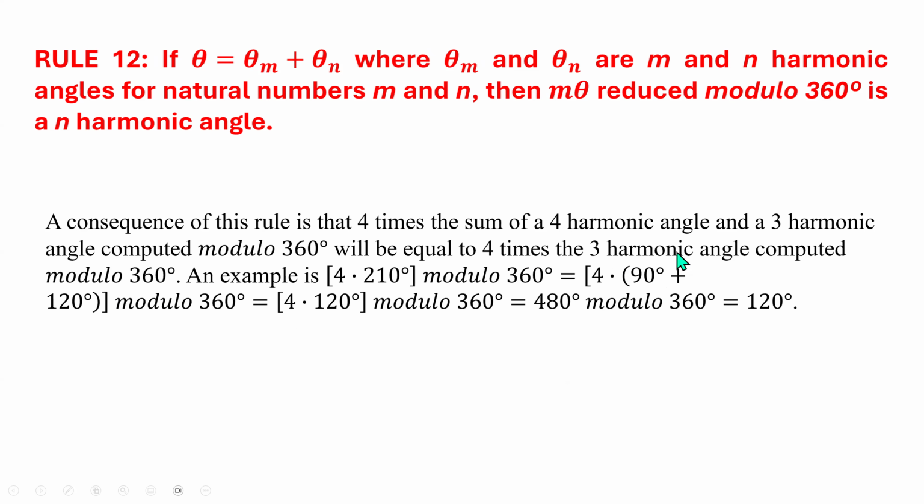The first term just gets canceled out, and you can see 4 times 90 degrees is 360 degrees. If you divide that by 360, you get a remainder of 0, so it doesn't contribute anything to the final result. So all we're left with is 4 times 120 degrees modulo 360 degrees. That's 480 degrees modulo 360, which is 120 degrees.